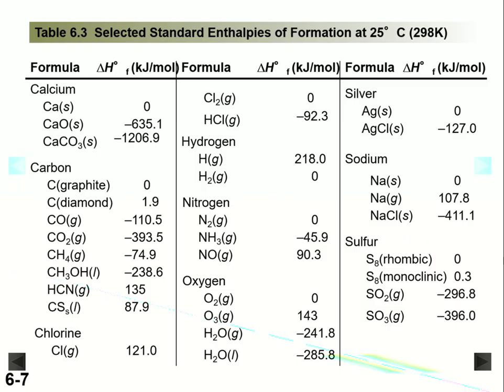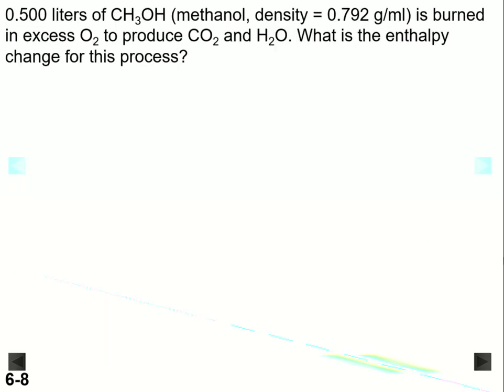Here, these are the standard enthalpies which we'll be using for our process. In particular, in this case, we're going to be looking at methanol, that's under carbon, that's CH3OH. And we'll be looking at carbon dioxide and water in gaseous form under oxygen. So we'll need those. Here is the process that we are looking at.